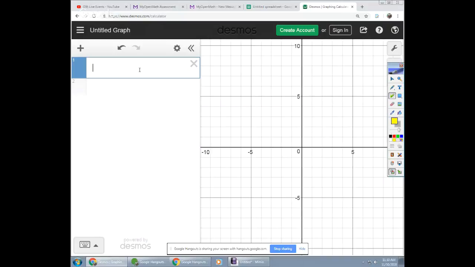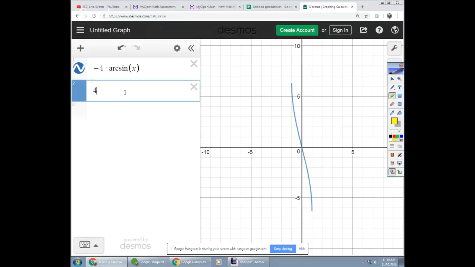Dig in. While you dig in, I'm going to type some stuff into Desmos. You guys can get plates. Good to move around and do math. So -4 times the arc sine of x versus 4 times the arc cosine of x.